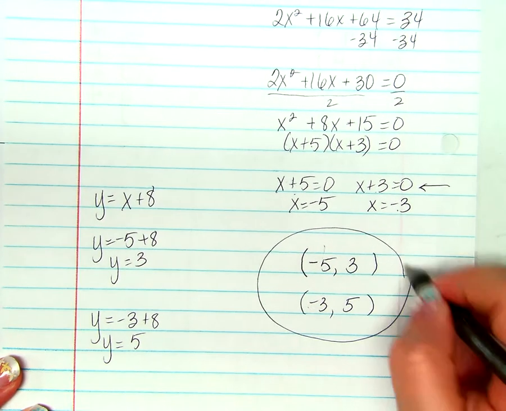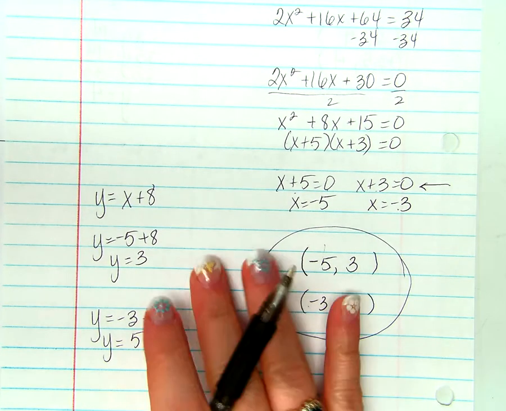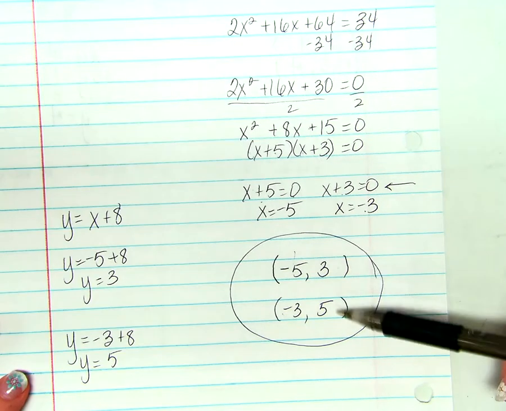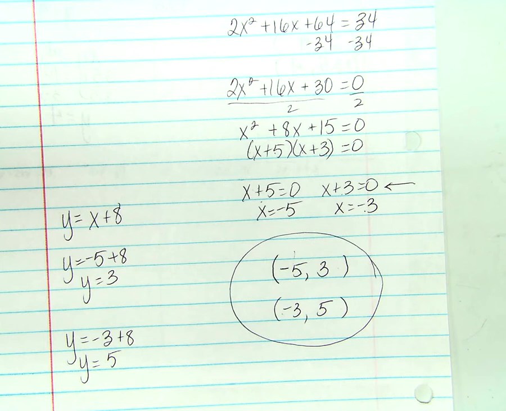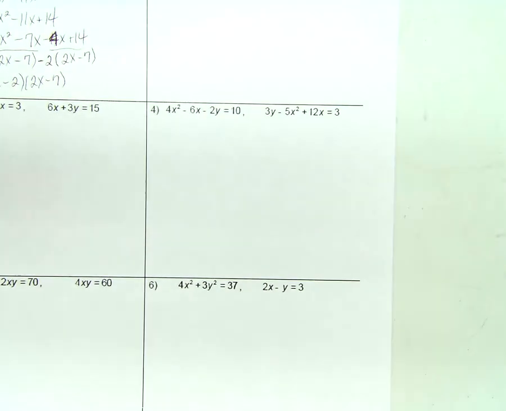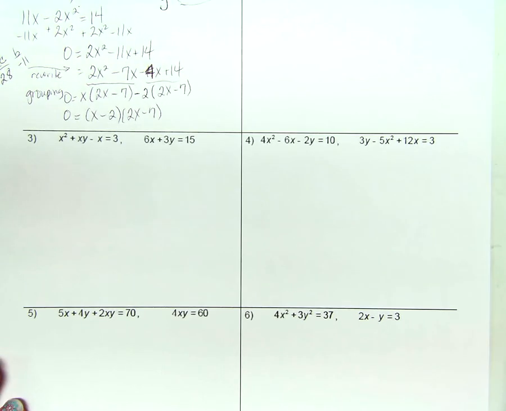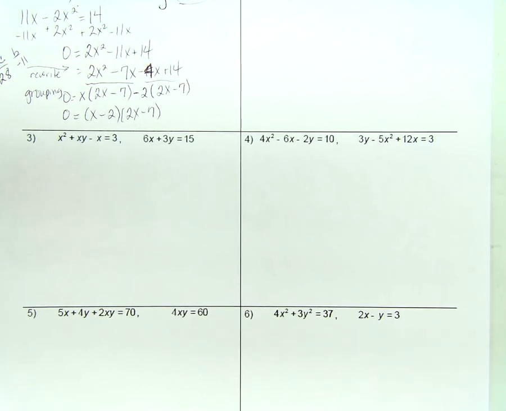Tell me what these answers mean. If I graphed these two functions, they would cross at these 2 points. Very, very good. Okay? Questions? Are you getting the general idea? Okay, I want you to look at 3, 4, 5, and 6. I want to do one more. Which one would you like me to do? I'm hearing mostly 4s. Is 4 okay with everyone?